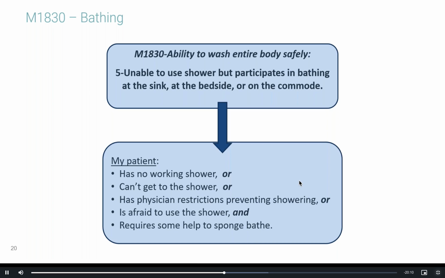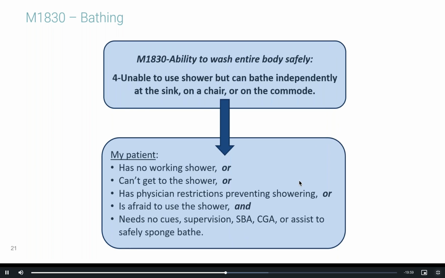And in any of these situations, you've got that patient that has to sponge bathe, and this person needs some help to sponge bathe. That's why we're selecting response 5 versus choosing response 4, because it's really the exact same person. It's just that with response 4, I'm indicating I have no concerns about them doing their sponge bathing totally independently. I don't even need to be in the home. They don't need any cues, supervision, assistance of any kind to be safe in sponge bathing.